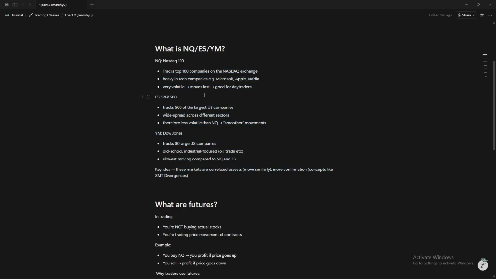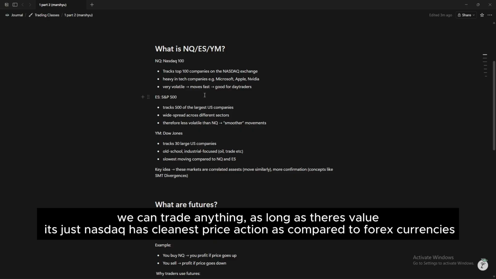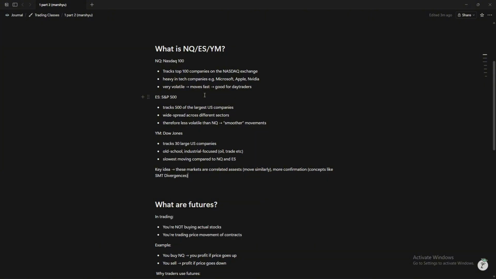So basically, the simplest way to put it is people tend to trade more of the Nasdaq because it's usually more volatile. That means that there's more volume in the market. That means when you enter, you're more likely to enter. And when you want to get out, you are able to get out even easier.